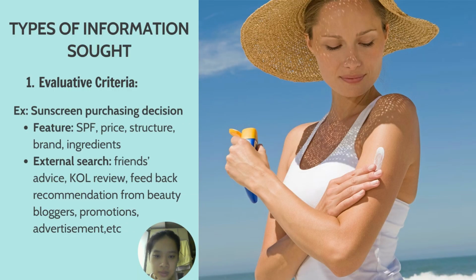When a consumer decides to purchase a product, there are 3 requirements. First is the evaluative criteria. For example, when you want to purchase a sunscreen, what are the features of that sunscreen, such as SPF, price, texture, brand, or ingredients? These are the evaluative criteria. Then you will search for external information, such as friends' advice, KOL reviews, or recommendations from beauty bloggers.